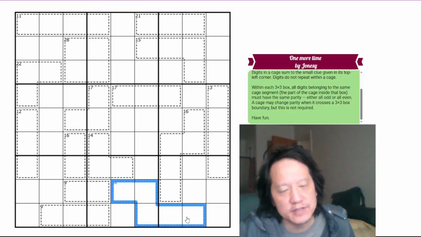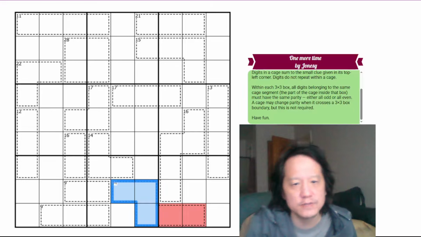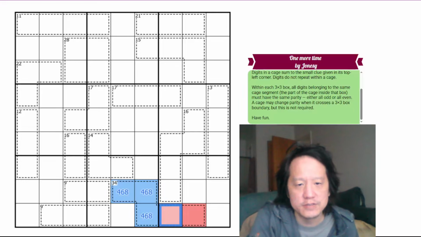Well, that means these are 4, 6, 7, 8, 9. They have to have numbers of different parity, and 3 of them are even. So therefore, these are the 3 evens, and these are the 2 odds here. So this must be 4, 6, 8, and this has to be 7, 9.